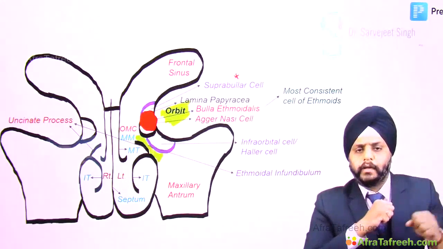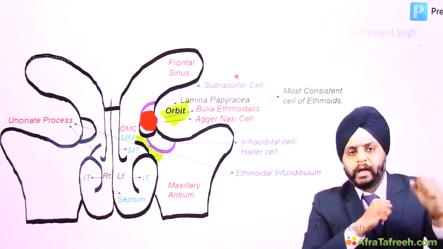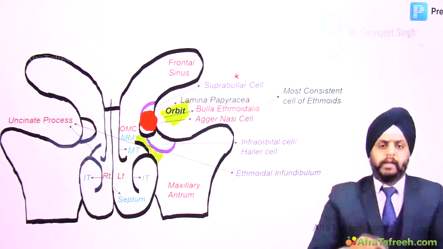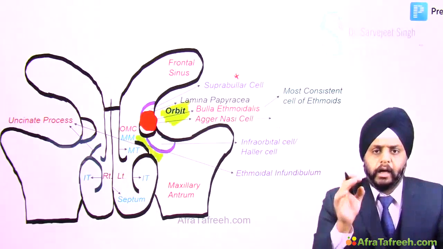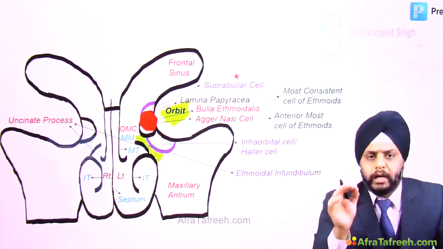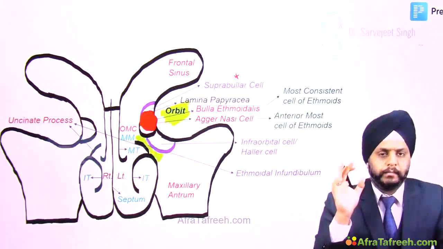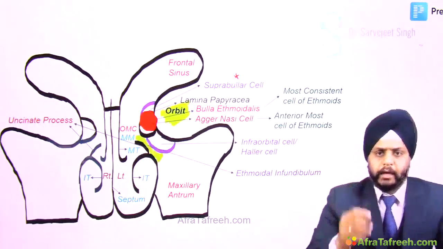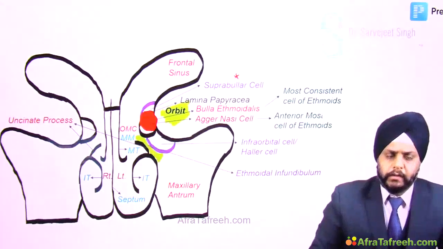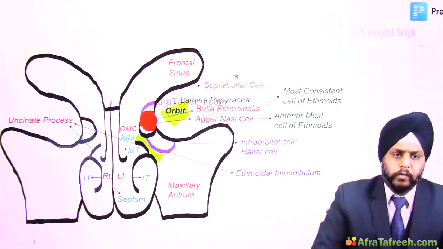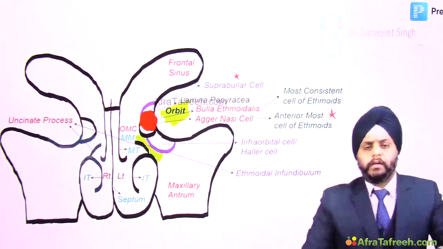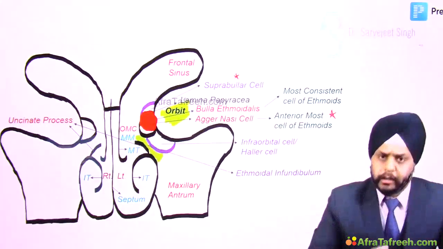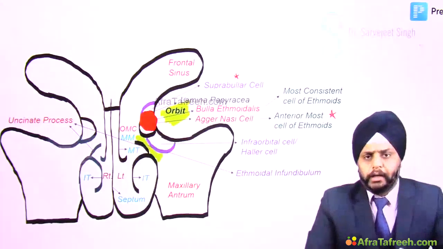We call this cell the Agger nasi cell. This cell is known as Agger nasi cell, and remember, this is the anterior most cell of the ethmoids. Agger nasi cell, very important question. This is the anterior most cell of the ethmoids. Anything more important about Agger nasi cell other than just being the anterior most cell?